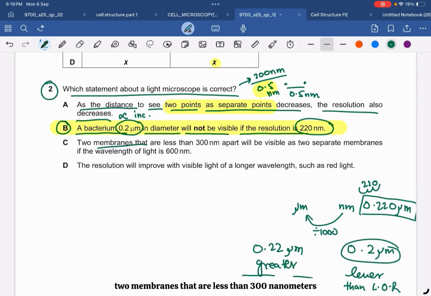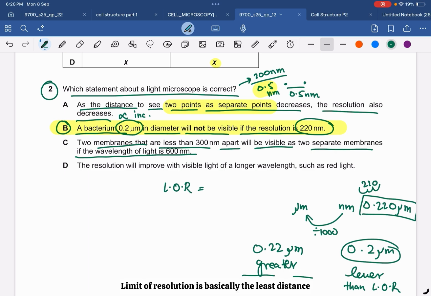Two membranes that are less than 300 nanometers apart will be visible as two separate membranes if the wavelength of the light is 600 nanometers. So if the wavelength of the light is 600 nanometers, what will be the limit of resolution? Limit of resolution is basically the least distance at which the 2 points can be paired as a separate point. So to calculate the limit of resolution, we will divide the wavelength by 2, so we will get 300.